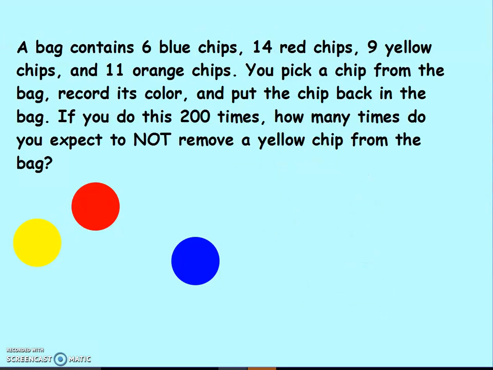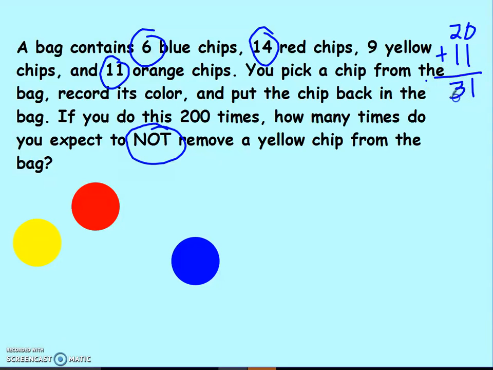A bag contains 6 blue chips, 14 red chips, 9 yellow chips, and 11 orange chips. You pick a chip from the bag, record its color, and put the chip back in the bag. If you do this 200 times, how many times do you expect to not remove a yellow? I want everything that's not a yellow. So not a yellow is blue, red, and orange. 14 plus 6 is 20. 20 plus 11 is going to get me 31. So I have 31 out of a total of 40.